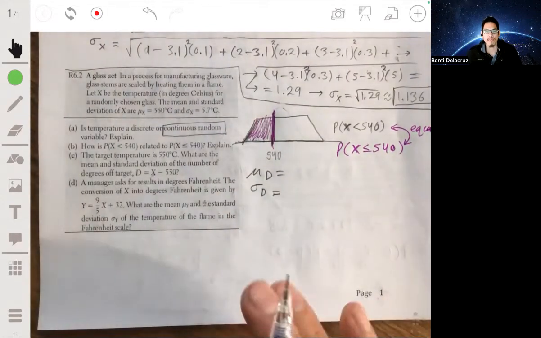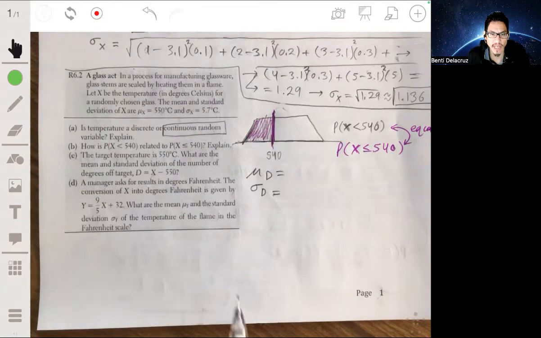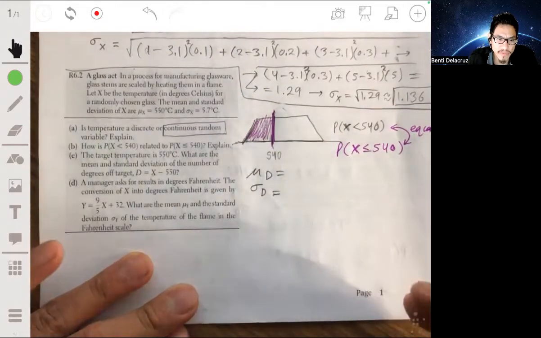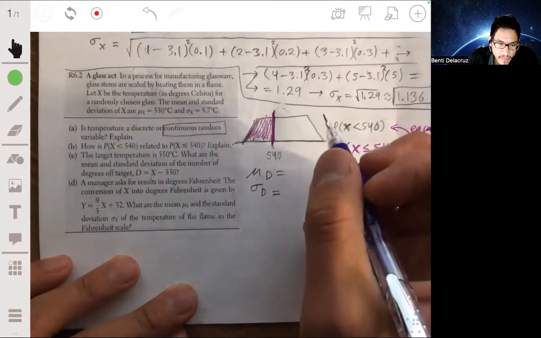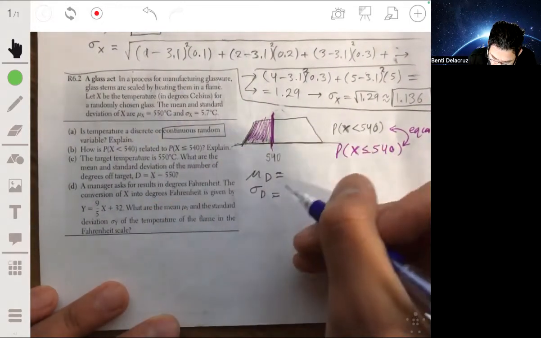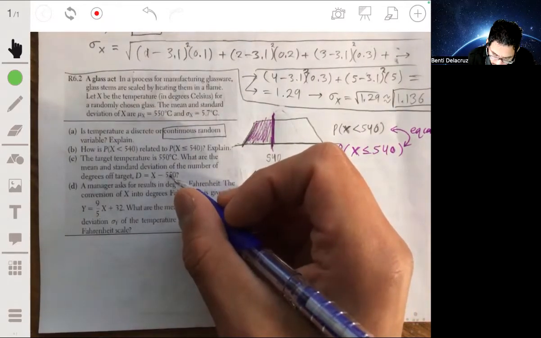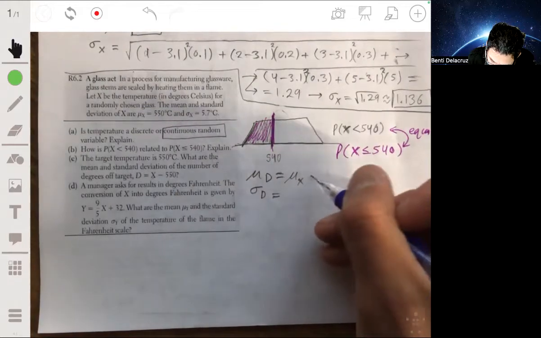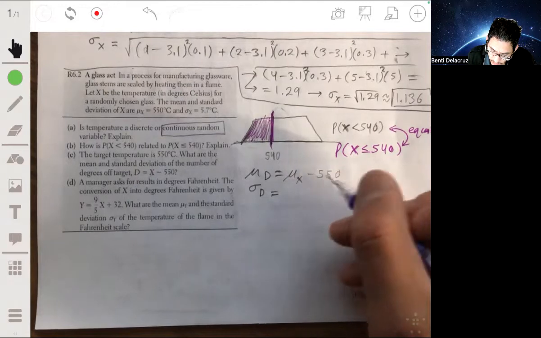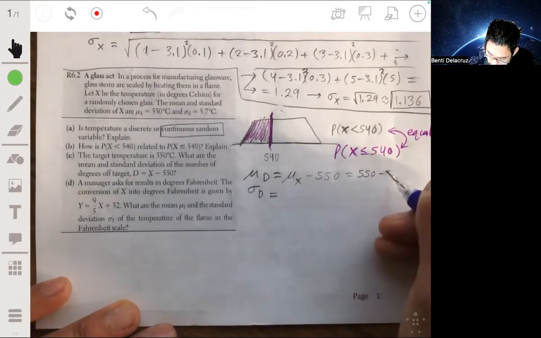Now, the properties when you're dealing with sums or differences of random variables say that when you have a variable that's a difference of two random variables, then the mean difference will just be equal to the difference of the means. So this will be equal to the mean of X minus 550, which is a constant. The mean of X is 550, so it's just 550 minus 550, which is 0.